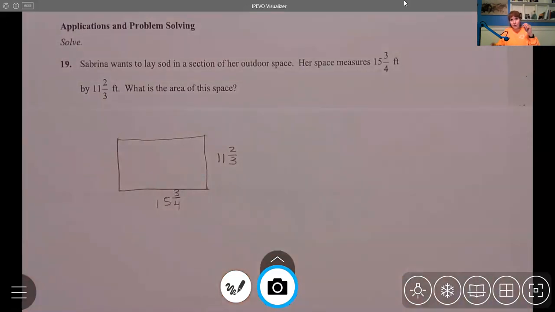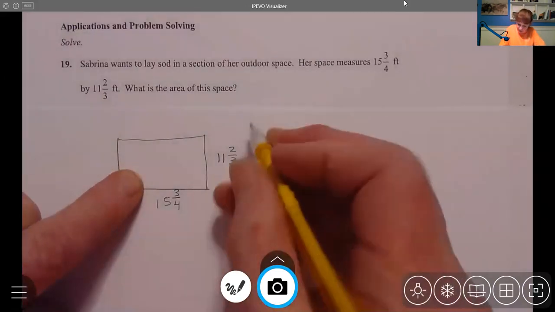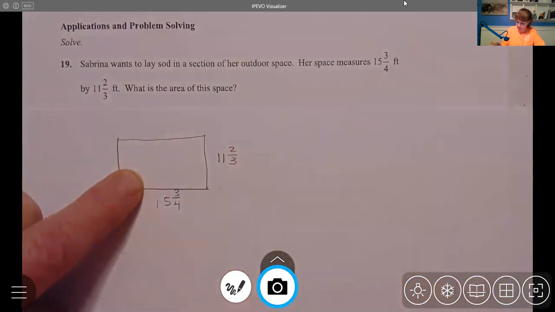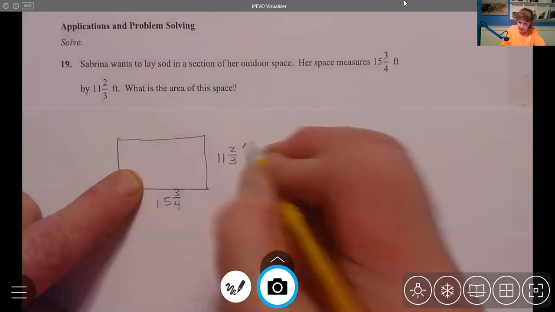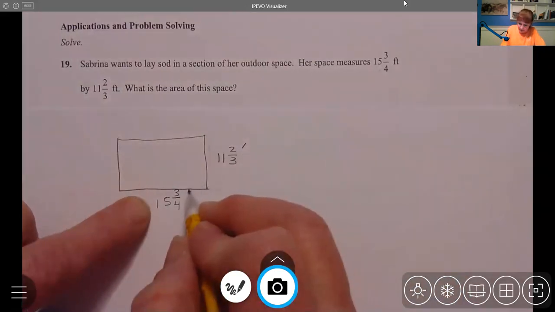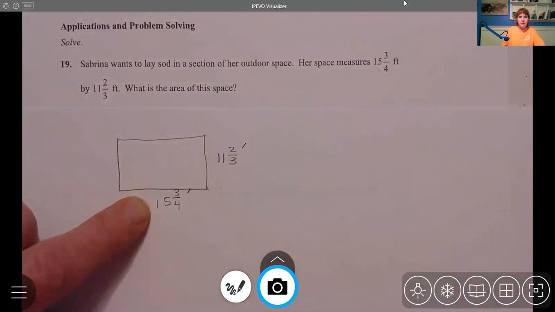And again, make sure, especially those of you going into 1500, that their units match. So again, we've got feet and feet. If they're not feet and feet, you're going to have to change one of them so that they match. Make them all inches, or make them all feet, or make them all yards, whatever you need, but they do have to match. So I've got 11 2/3 feet and 15 3/4 feet. Those are the symbol for feet.